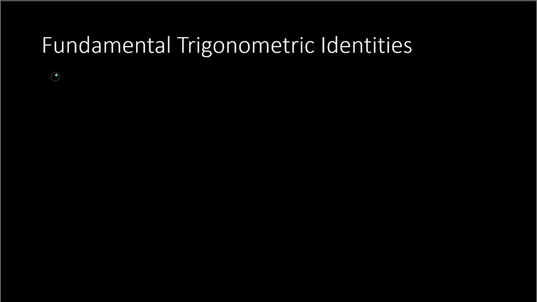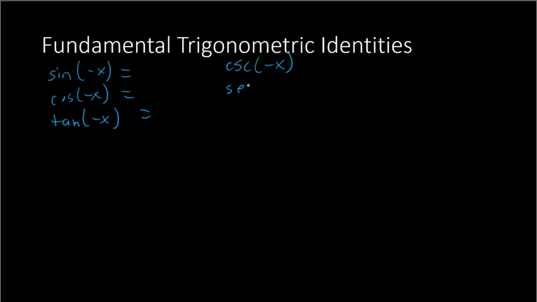And what we're doing for these ones is we're trying to figure out what do we get if we have the sine of negative x, or the cosine of negative x, or the tangent of negative x, and then also the inverse of each of those. So if we have the cosecant of negative x, the secant of negative x, and then the cotangent of negative x. So these ones, I personally like to not memorize. I just kind of think through the logic behind this to develop this on my own.